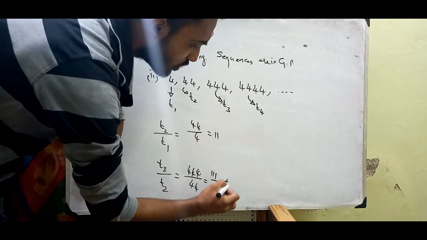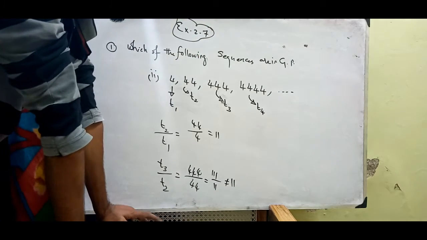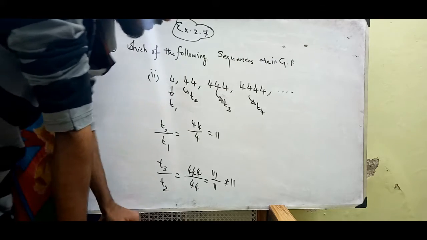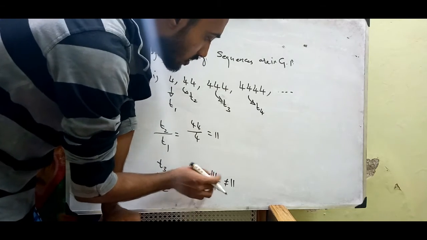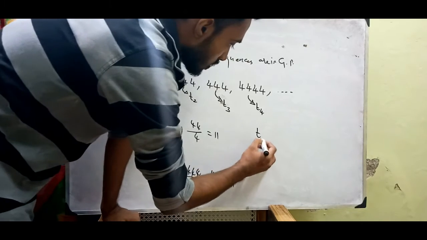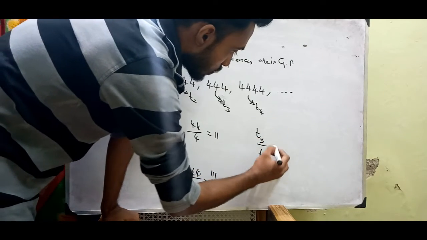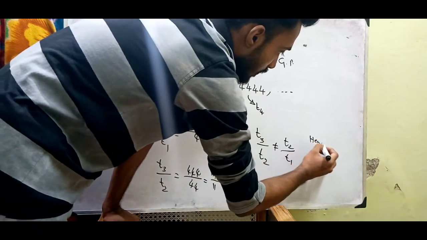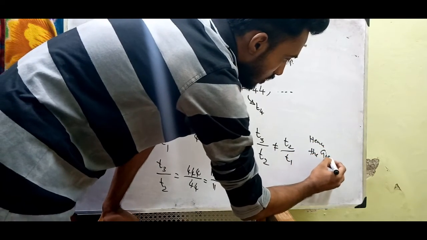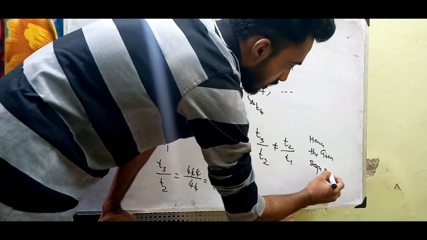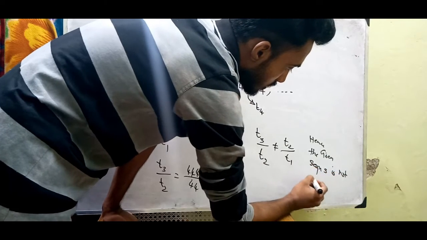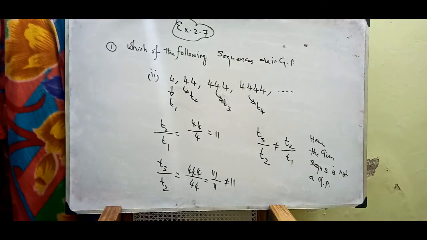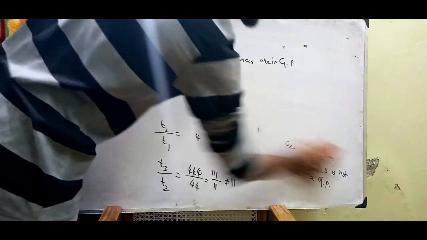So this cannot be equal to 11. It can be represented in decimal, either terminating or non-terminating, but it is not equal to 11. So here T3 by T2 is not equal to T2 upon T1. So hence the given sequence is not a GP. Okay, in this way you can say. Let us move to the next.